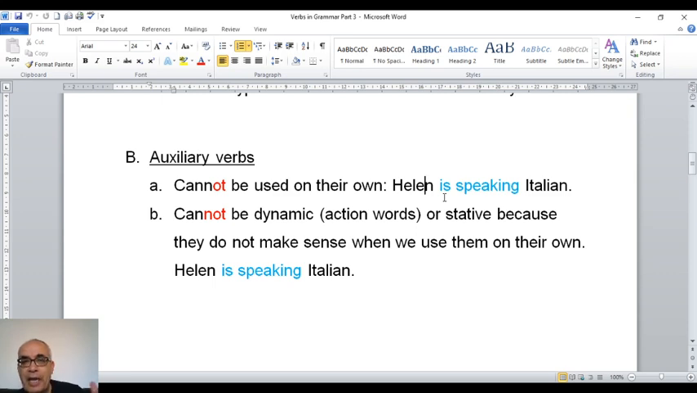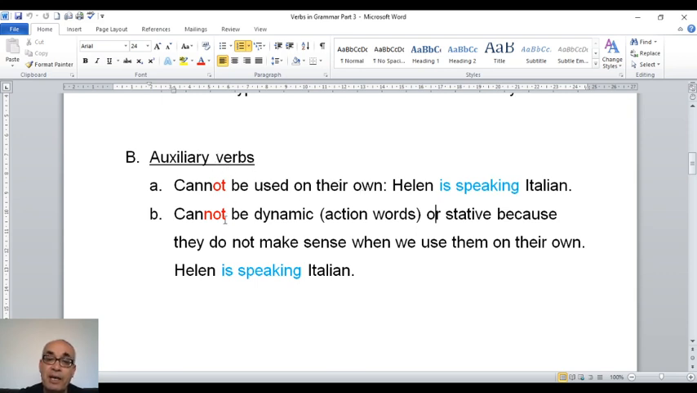If you say the word is, here it is a main verb, because the word is means the word exists. But if you say Helen is speaking Italian, here I'm using is to help me to make the present continuous tense. So auxiliary verbs cannot be used on their own.